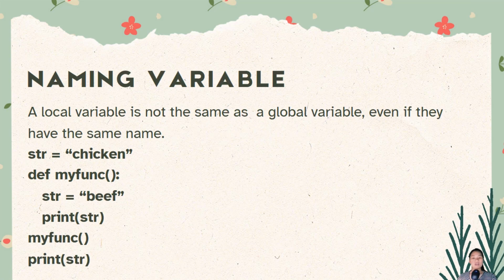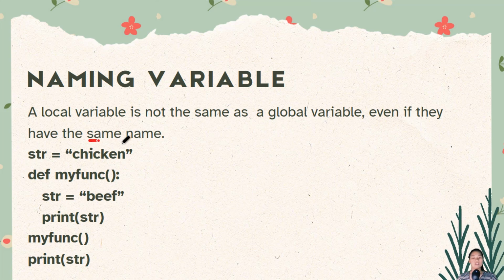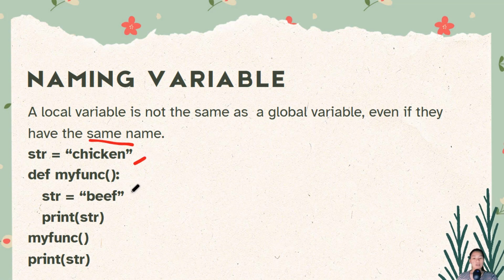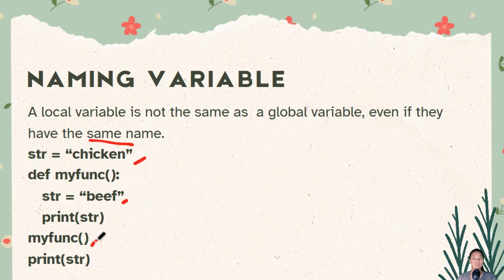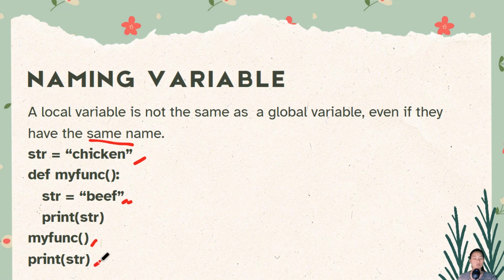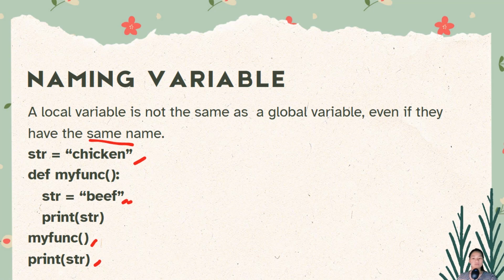Now, naming a variable. A local scope variable and a global scope variable are two different things, even if they have the same name. And I can demonstrate this by having str global chicken, and then str within my func local, it is assigned as beef. Now, if you call upon my func, it will return beef, right? It will give you beef. But if you just print str, this will give you chicken, okay? Now you see the dynamic between the two, all right?